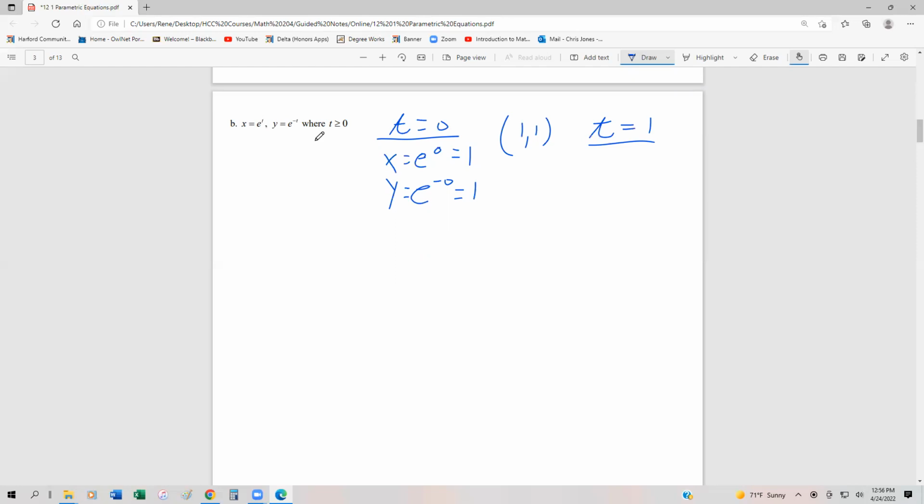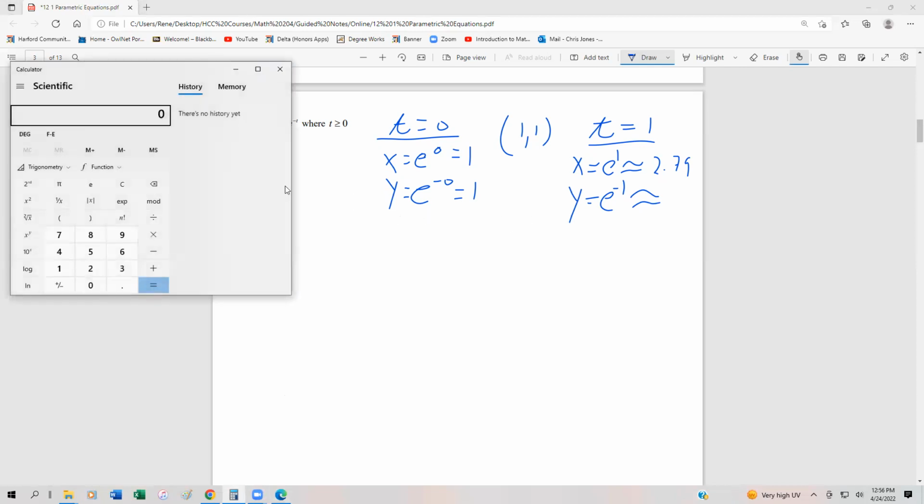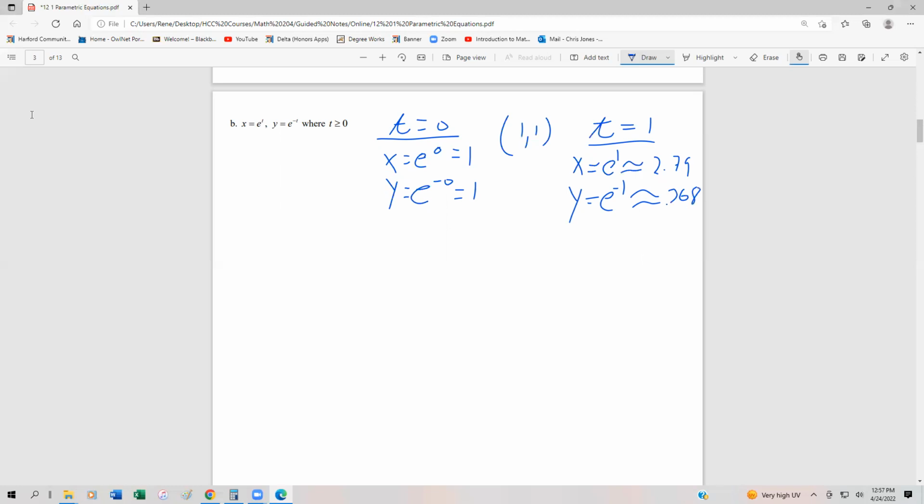So if t were to be equal to, let's say, just 1, that means x would be equal to e to the first, which is approximately 2.718, and then y would be equal to e to the minus 1. I think that's going to be 0.37 or 0.38, but let me use my calculator and see. I'm hoping this has an e button on it. Okay, it does have an e, and I'm just going to take the reciprocal. So it's 0.368. All right, so that way we can get an idea.